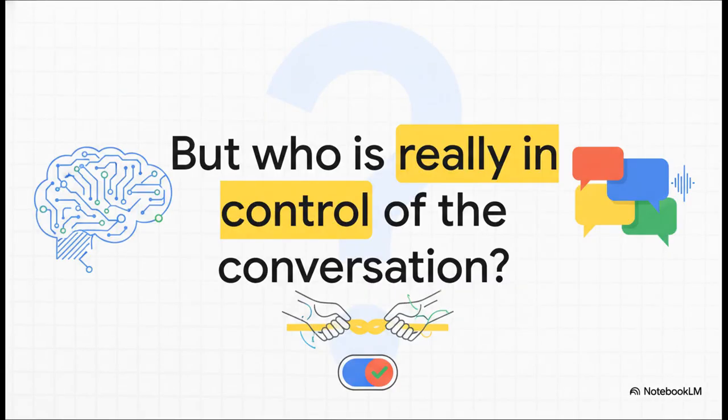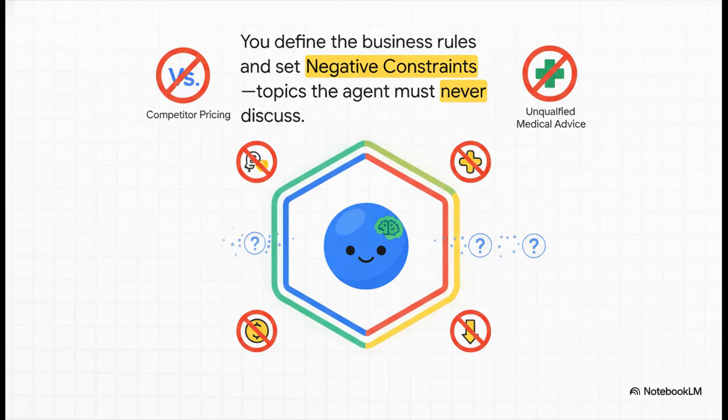And that, of course, brings us to what is probably the single most important question for any business owner thinking about this. With an AI talking to my customers, who is really in control here? The answer is simple. You are. You are in control. That's step 3, the persona constraint.